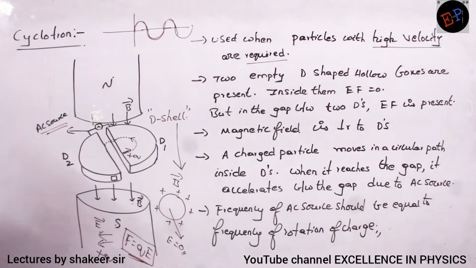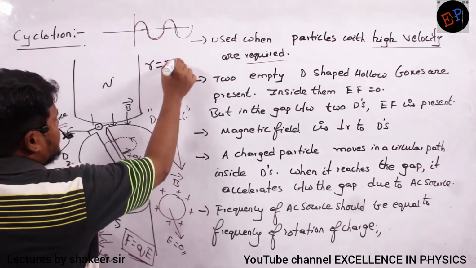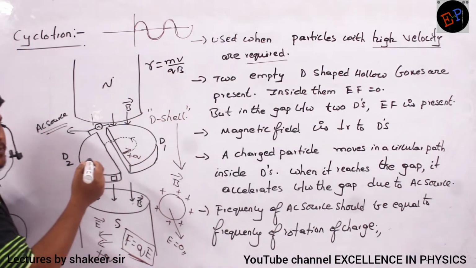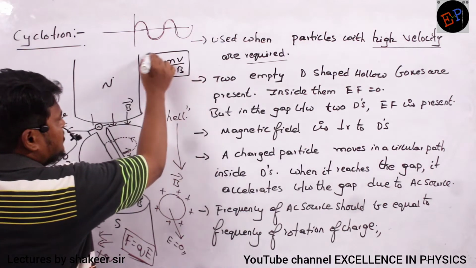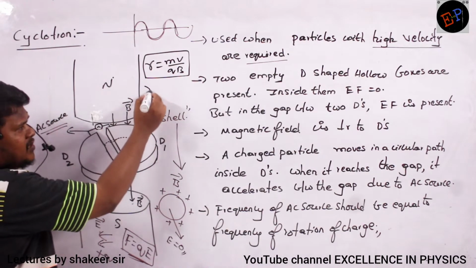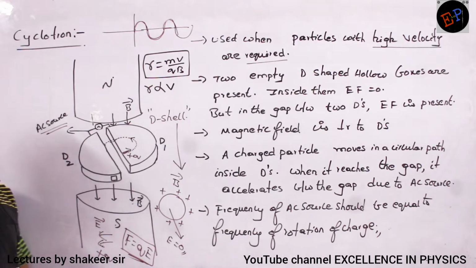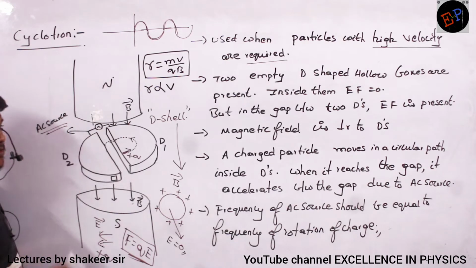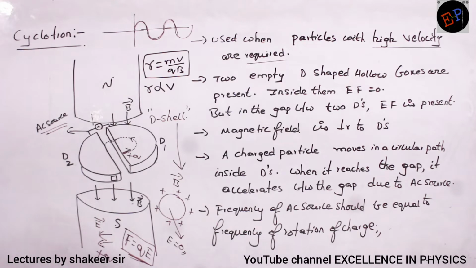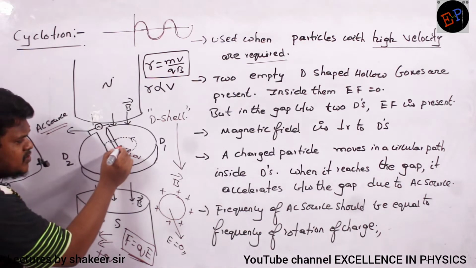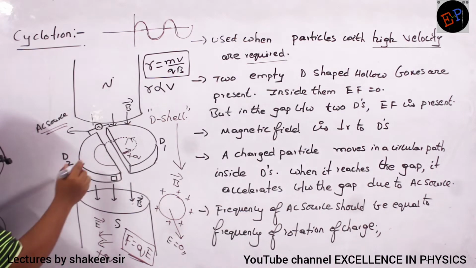Now, when velocity increases, what about the radius traced by the charge? R is equal to mv divided by qB, no? When the charge enters the magnetic field at an angle of 90 degrees, it traces this much radius. Here we know that R is directly proportional to velocity. So when velocity increases, the radius traced also increases. Previously it was moving in a small circle, now it moves in a bigger circle like this. Are you able to understand?